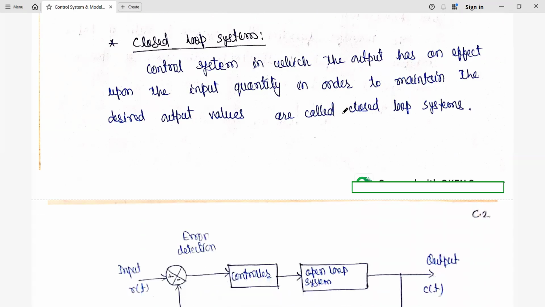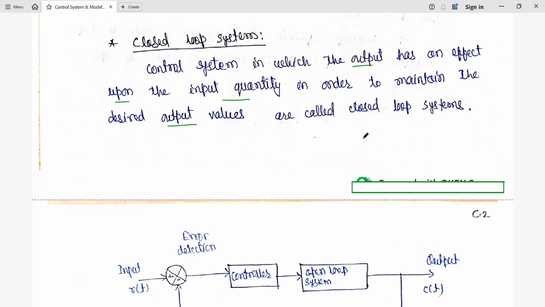Next, another is the closed loop system. Sometimes you may get the question: define the open loop and closed loop, or the difference. Some long questions also ask to write the difference between open loop and closed loop control systems. In case of closed loop, the output has an effect upon the input quantity in order to maintain the desired output values. On the basis of information about the output, we are going to change our input so that we can obtain the desired output.